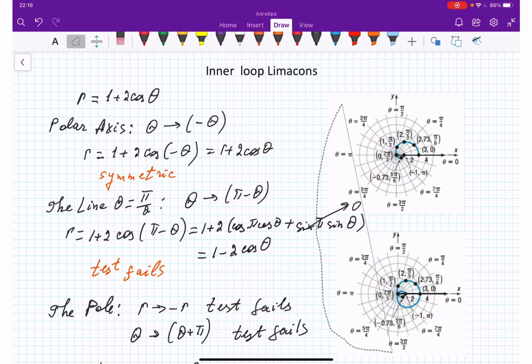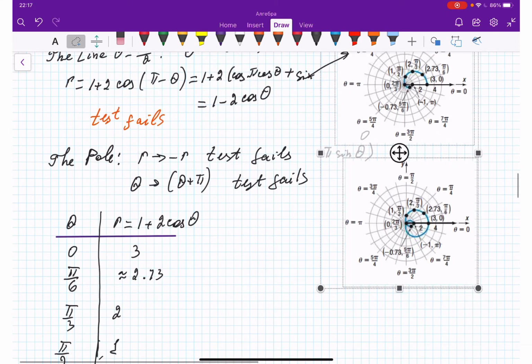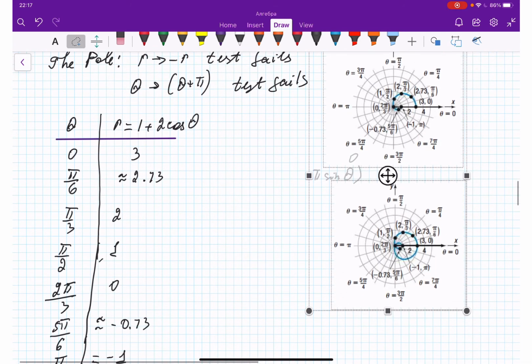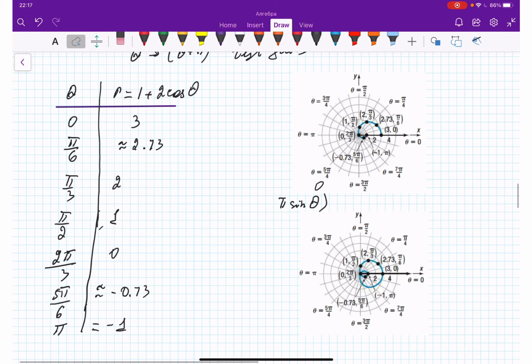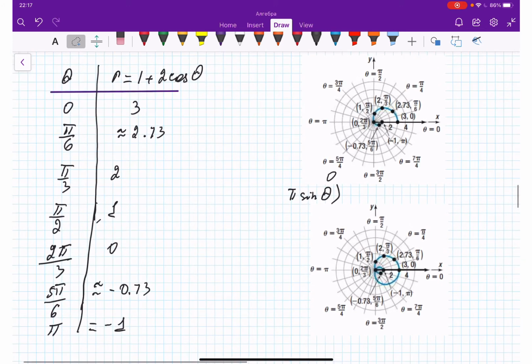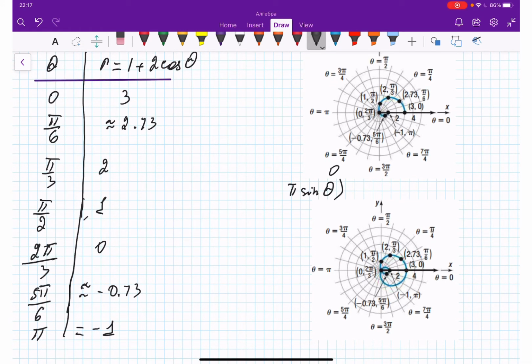So once we build by points, this is what we're going to get. The theta is 0, r is equal to 3. It's right here. Pi over 6, we get 2.73 here, a little bit below 3, right? And pi over 3 and 2, right at this point. Pi over 2, we are getting 1. It's right on the y-axis.